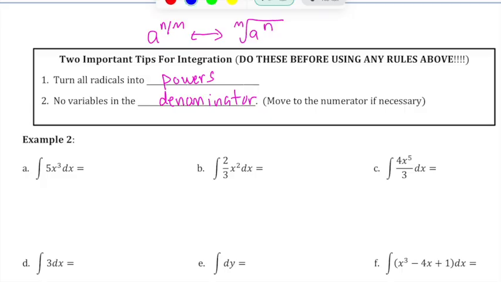So when you have a radical, any exponent in here is the numerator, and the root is the denominator. So we're going to try to hammer out a bunch of these examples. Whenever you have an indefinite integral, which means no boundaries, always make sure to add a plus c. Otherwise, it is technically wrong.